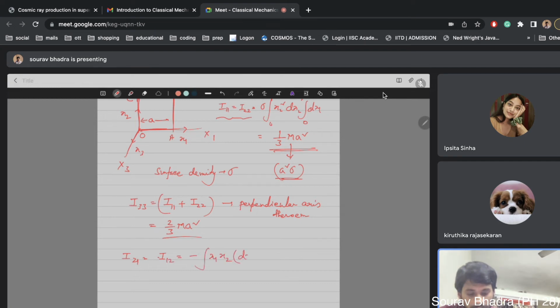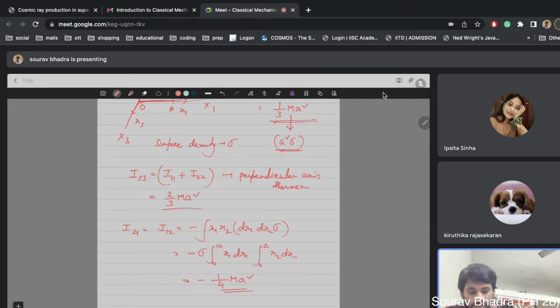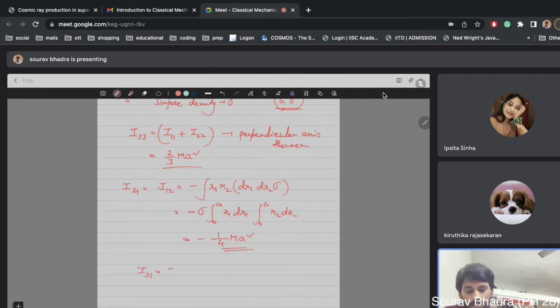How to calculate all this for a laminar body, I have done in the previous class, so you can go to that. Okay, integral from 0 to a of x2 dx2, and it will give you minus 1/4 m square. Okay, just do it. So this is the value, and the others which involve 3, that is 31, 13, 32, 23, all will be 0, because there is a third coordinate which is perpendicular to the body, so that is 0 for the body. I mean the position in the x3 coordinate is 0 for the body.